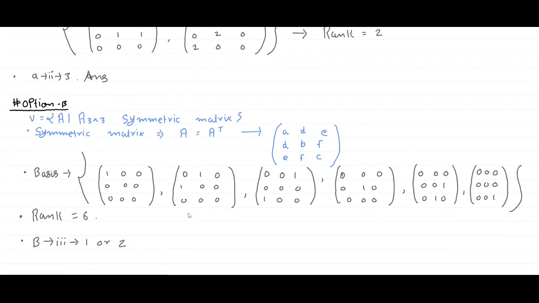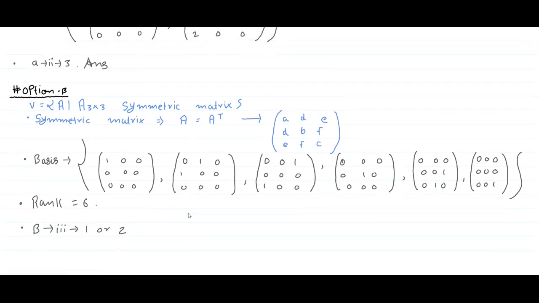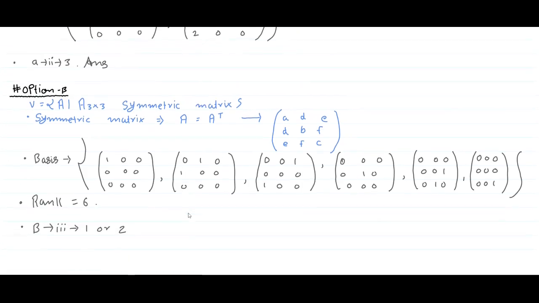Now let us look at the second vector space. The condition given for the second vector space is that A is a symmetric matrix. Symmetric matrices are those whose original form and transpose form are the same. So if we look at the general form of a vector space of 3 cross 3 symmetric matrices, it will look something like this. And the basis will look something like this, which we can basically obtain by equating each free variable one by one with value 1. Its rank will be 6. So the fifth option is correct.